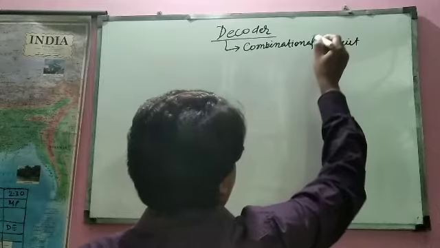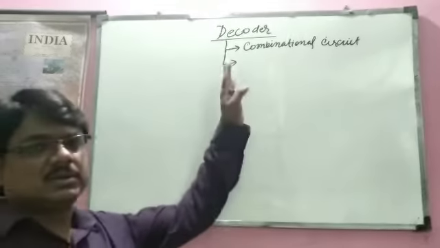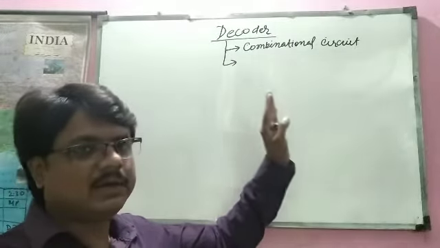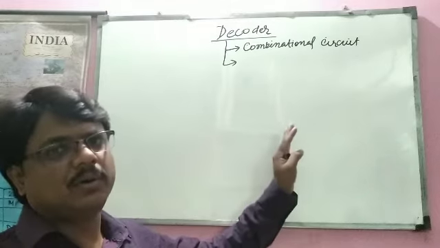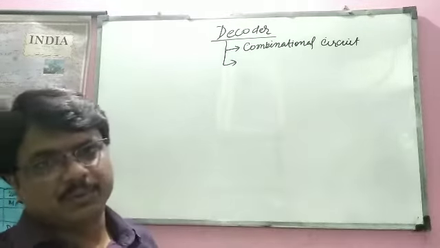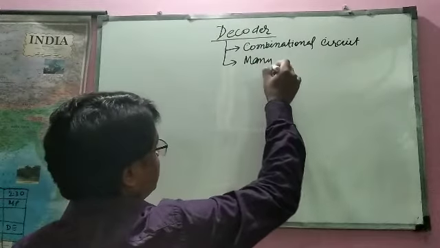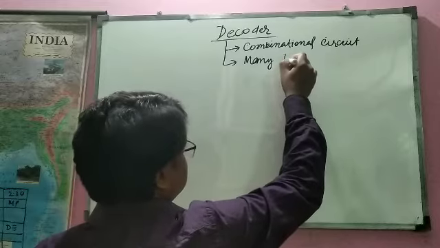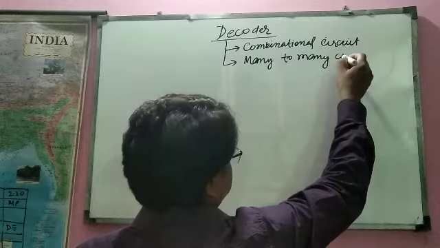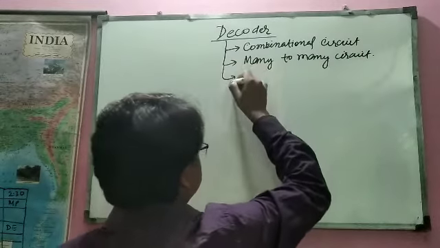Okay, combinational circuit. Now, that means decoder contains no memory element and its output depends only upon the present input. It is a many to many circuit.